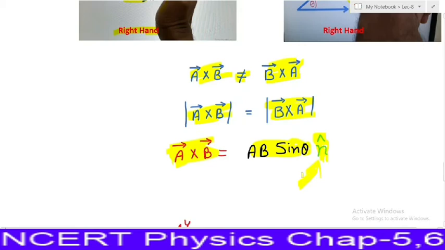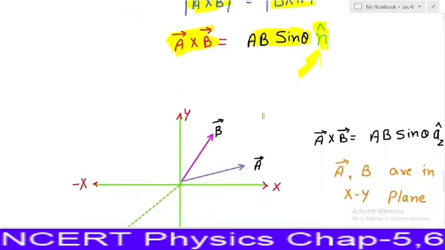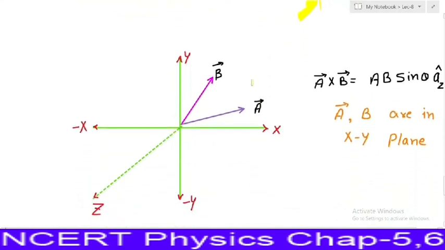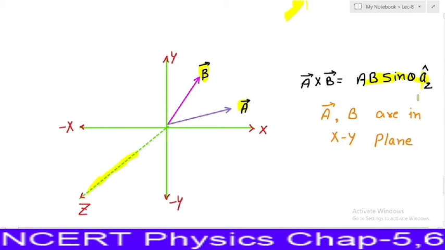Suppose we take this simple case, this is x-axis and this is y-axis, this is vector A and this is vector B. Because this is x-axis and this is y-axis, so normal to this xy plane, z-axis will be there. So A cross B would be equal to AB sine of theta into az cap. Because if we rotate our finger from A to B, then our thumb will point in Z direction. But this is for simple case when vector A and vector B are in xy plane. But this is not always the case.